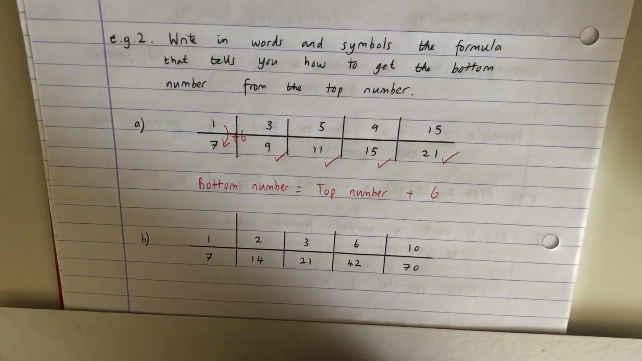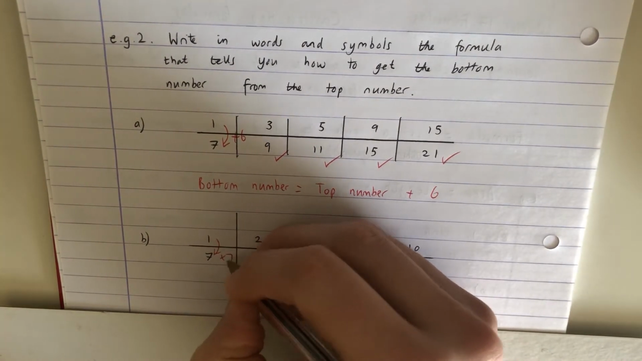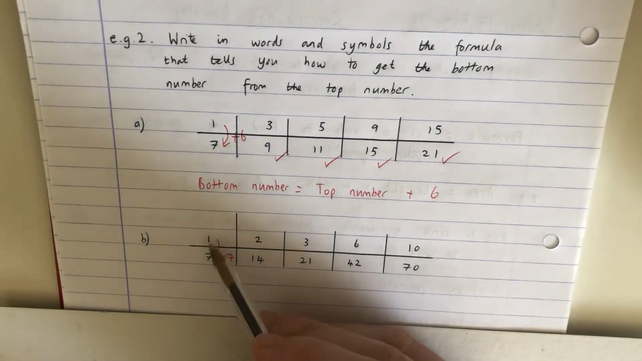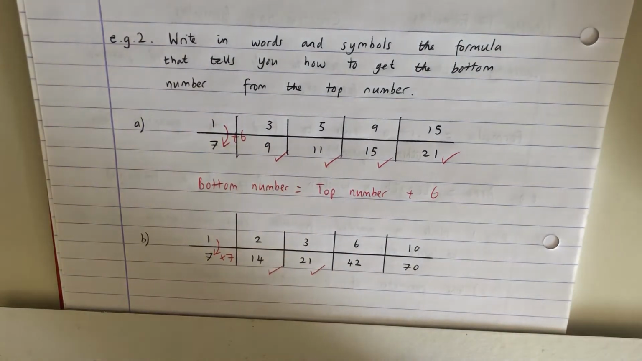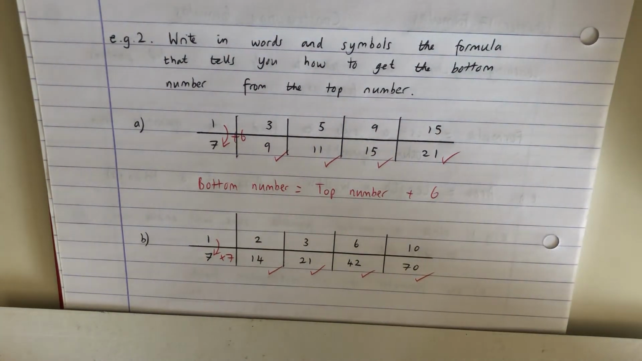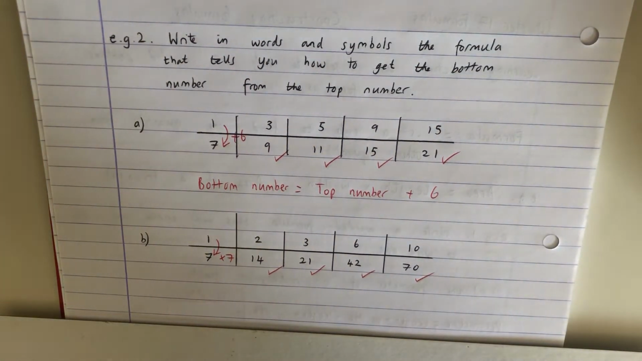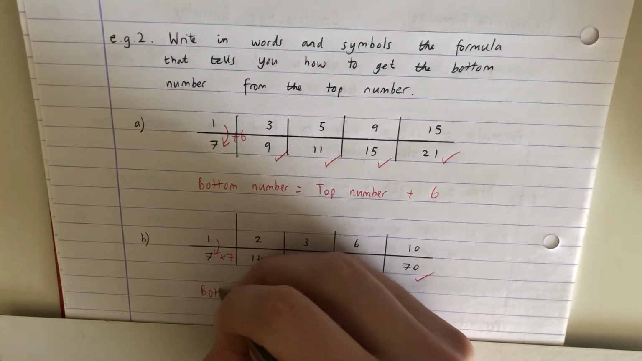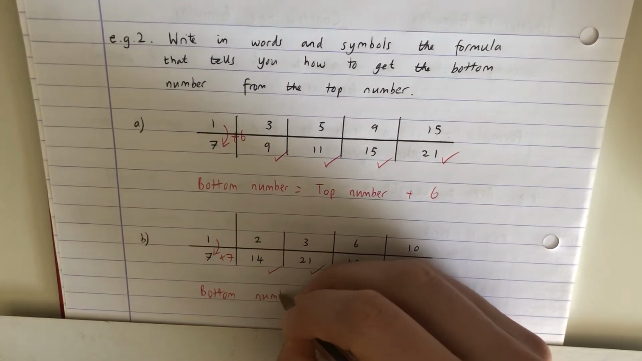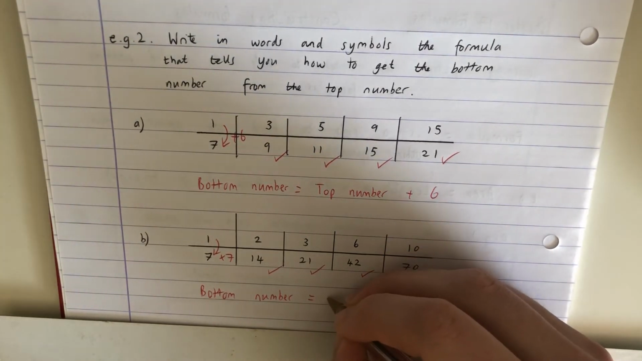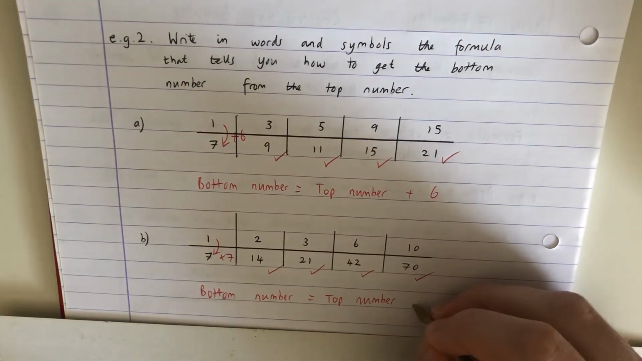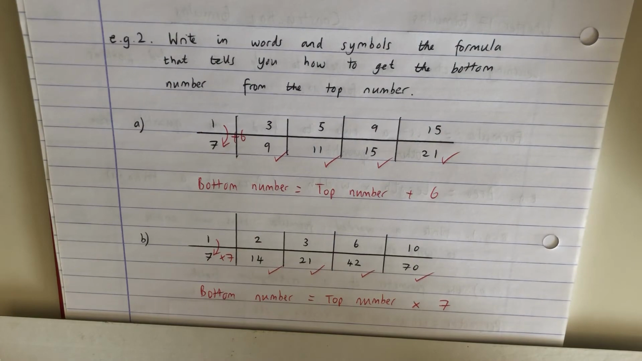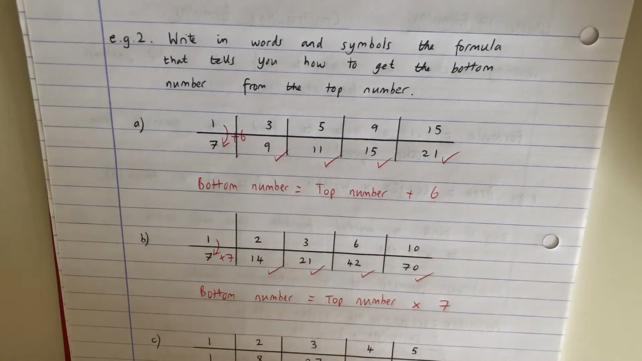If you said times by 7, you were correct. 1 times 7 gives you 7, 2 times 7 gives you 14, 3 times 7 gives you 21, 6 times 7 gives you 42, and 10 times 7 gives you 70. So that would be a correct rule, and I'm going to write it as a formula. The bottom number is equal to the top number, but this time you times by 7. So that would be a correct formula. And one last one.